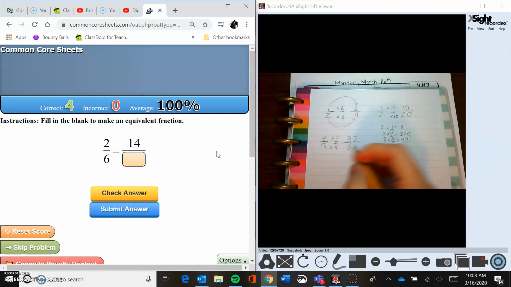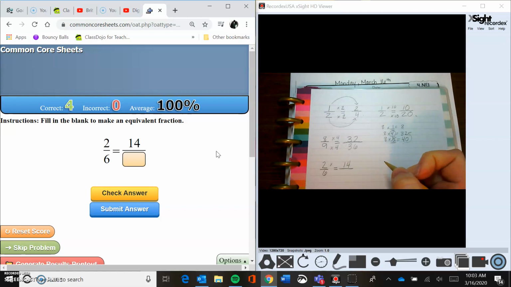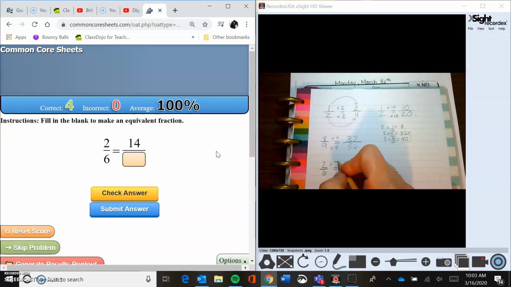All right, let's try this next problem here. 2 over 6. All right. Now, same exact strategy. Whatever I multiply by on the top, I have to do on the bottom, or whatever I multiply on the bottom, I have to do it by the same number on the top. 2 times something will give me 14. Think about it. It's got to be 7. All right, so if I multiply by 7 on the top, I've got to do the same thing on the bottom. 6 times 7 should be 42. Let's check it.